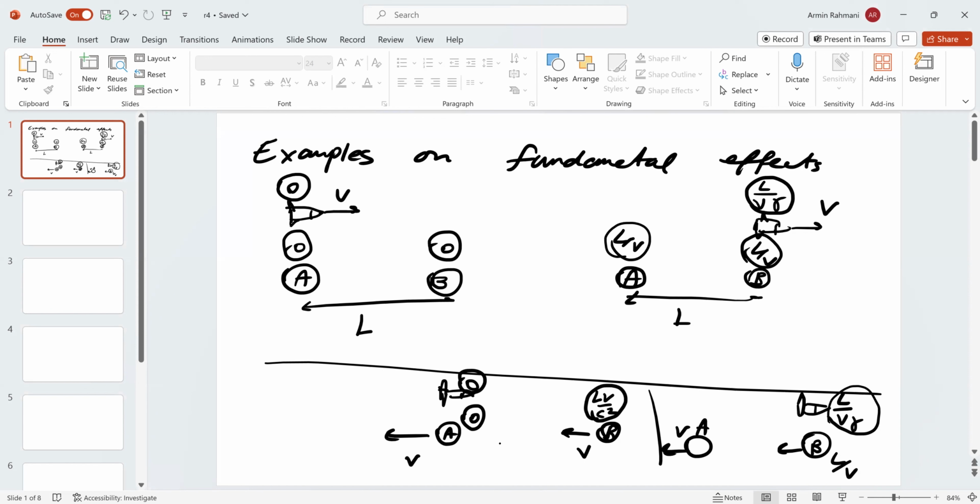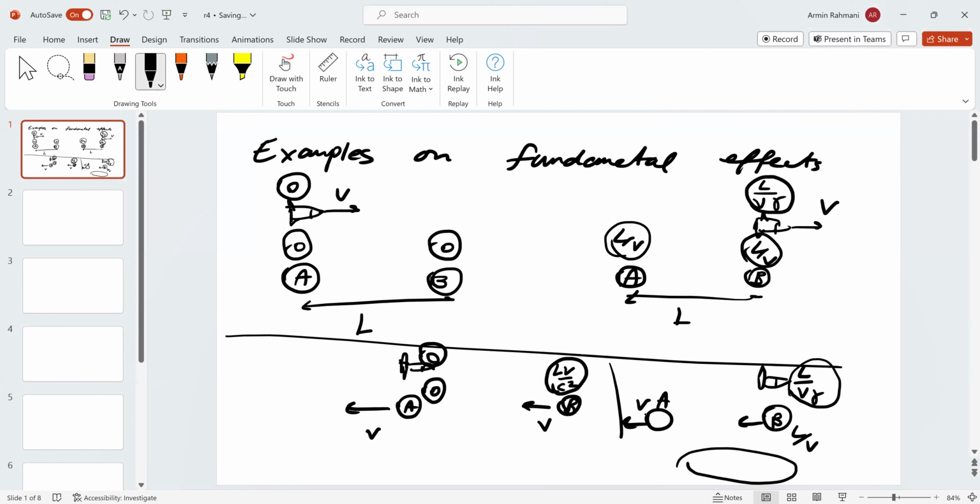So this clock over here should be reading LV over c squared, the reading at this event, plus LV gamma squared. This much time has passed on board the spaceship. The planet is moving relative to the spaceship, so it's ticking more slowly by another factor of gamma. So that should be the reading.